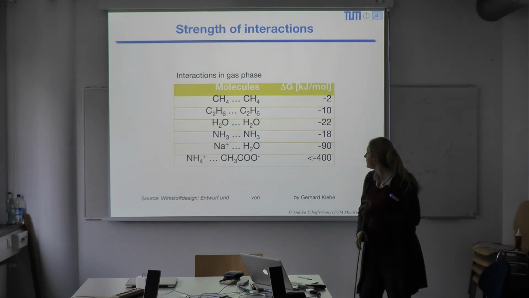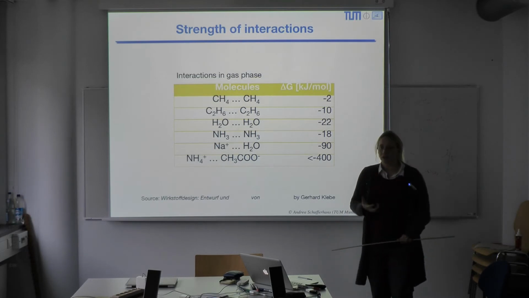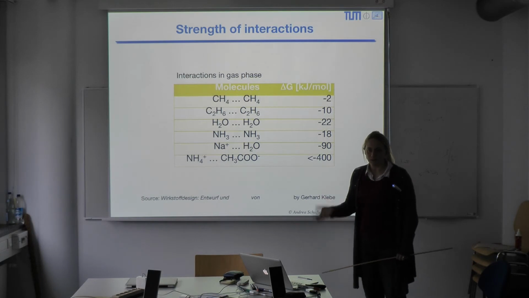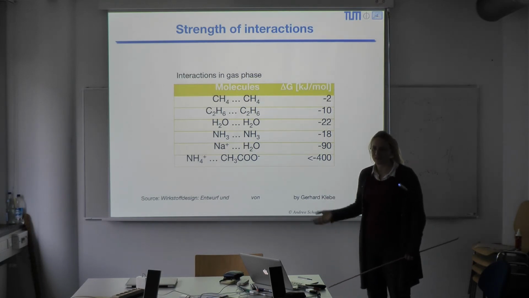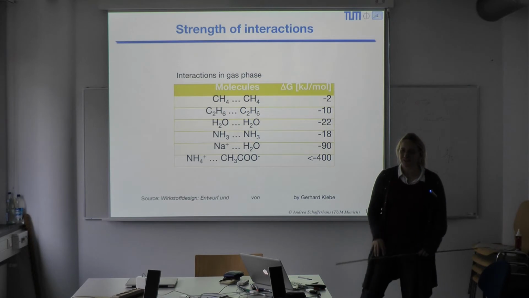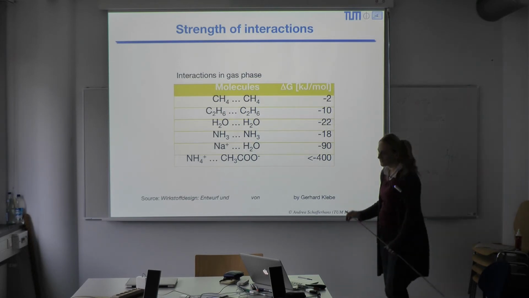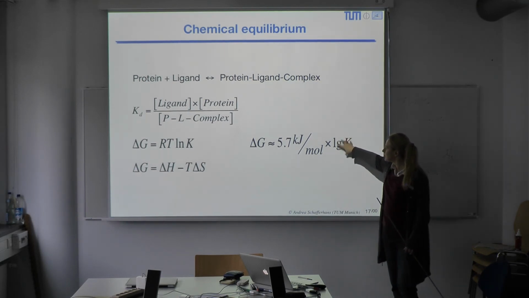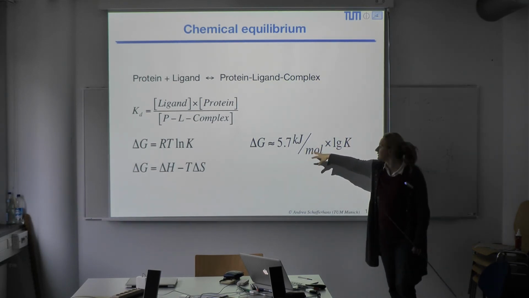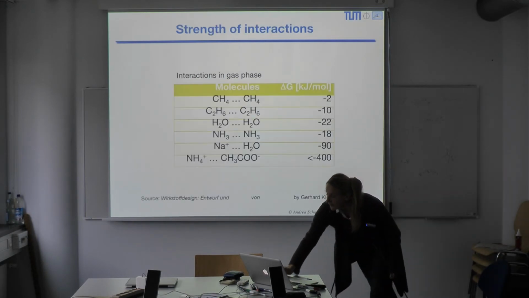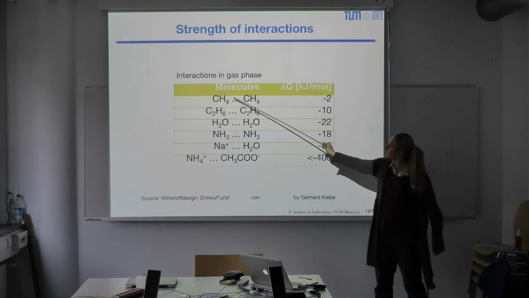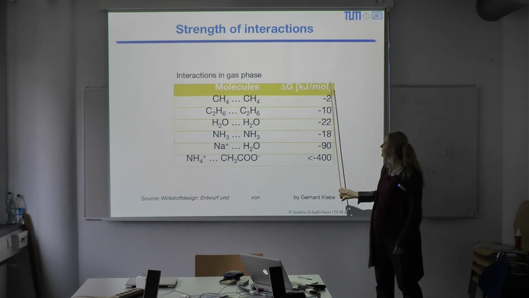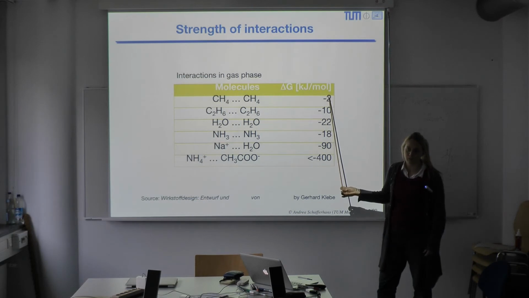Now, the other thing is we want to get an idea of how strong interactions are in nature. In the gas phase, this is pretty easy to measure. Unfortunately, proteins are not in the gas phase, but in the aqueous phase, where it's harder to measure. But just to give you an idea, here we have been talking about a factor of 10 for about 5.7 kilojoule per mole. And if you have two methane molecules interacting in the gas phase, that's about 2 kilojoule per mole.